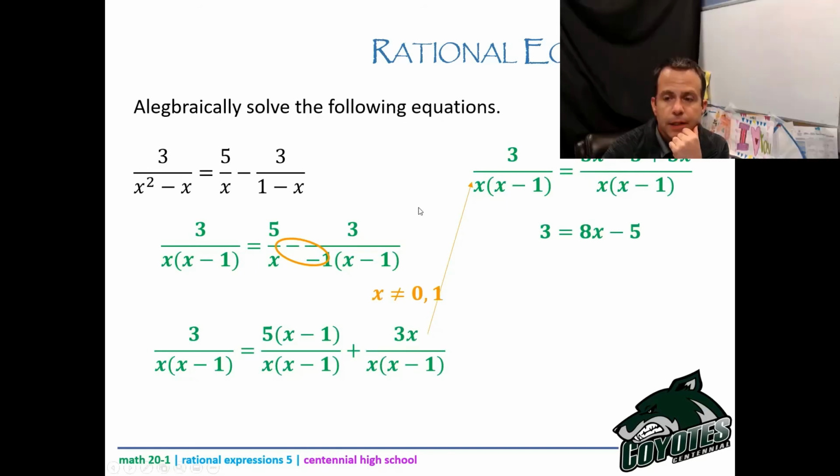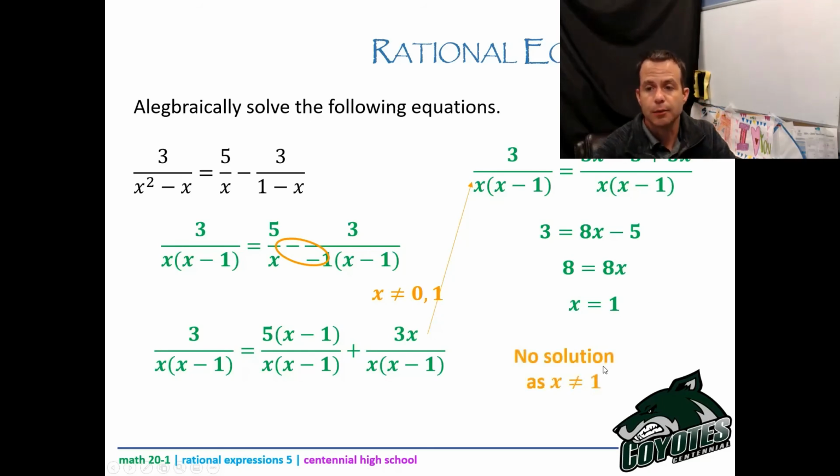All right, so now I'm going to add 5 to both sides. That'll give me 8 equals 8x, and divide by 8. So I end up with x equals 1. Check with my NPVs. Uh-oh, that is an NPV. Therefore, there's no solution. Okay, so no solution as x can't equal 1.